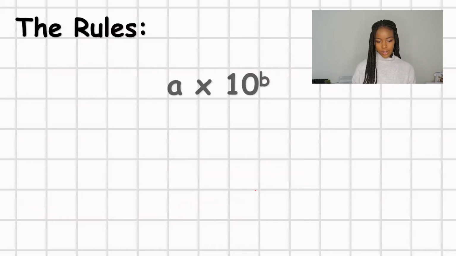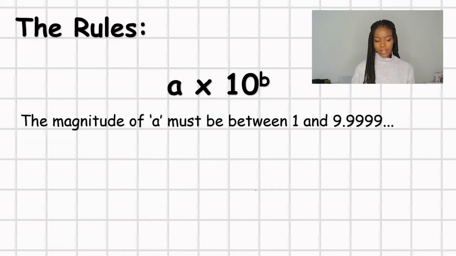Here are the rules of standard form. Standard form is written in the form of a, which is a number, times 10 to the power of another number. The magnitude of a must be between 1 and 9.99999. Basically, it has to be either 1 or above, but less than 10. And by the magnitude, I mean either negative or positive. So if we're writing a negative number, a still needs to be between 1 and 9.999, because we're speaking about the magnitude, the size of a. Magnitude is another word for size. It can be a decimal.